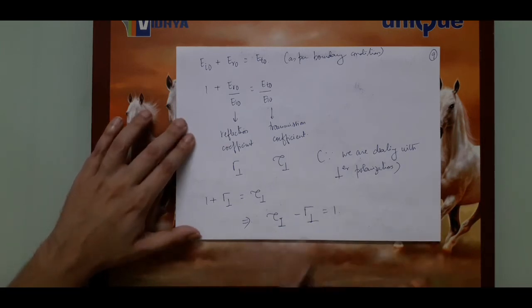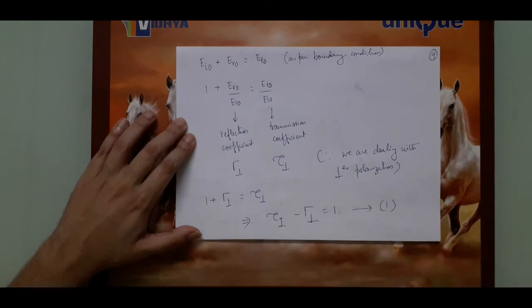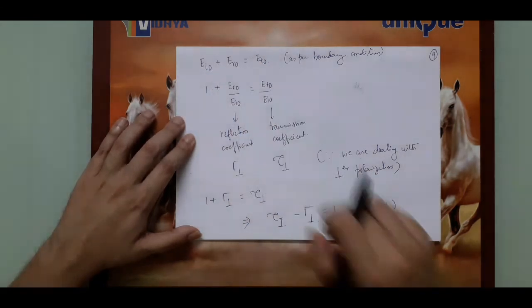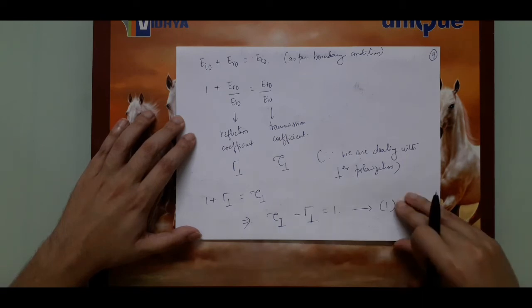So the question is, can we find out what this reflection coefficient and transmission coefficient are? But we have one equation with two unknowns. So let's call this equation 1. Let us now try to hunt for the other equation. The first equation we got by applying the boundary condition for the electric field. The second equation, like that, we can get by looking at the boundary condition for the magnetic field.